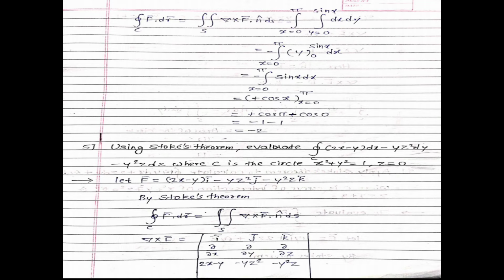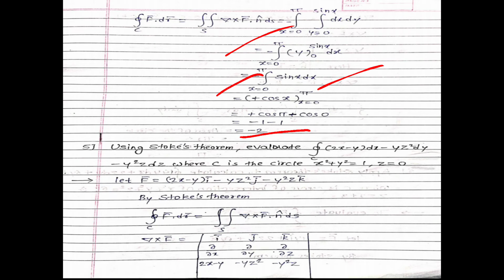Now in the next step we will put the limits of x and y, as x varies from 0 to pi and y varies from 0 to sin x. After solving the double integration, first of all we will solve for y, that is y varies from 0 to sin x. So here only dy is given, so the integration will be y and the limits are from 0 to sin x. After simplifying we will get minus the integration of sin x dx, x varies from 0 to pi, and after simplifying the integration of sin x we will get minus 2 as the final answer.